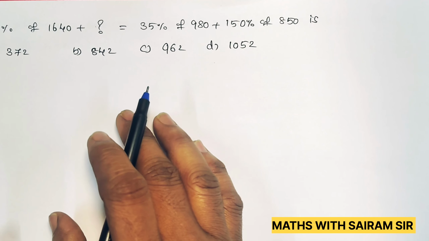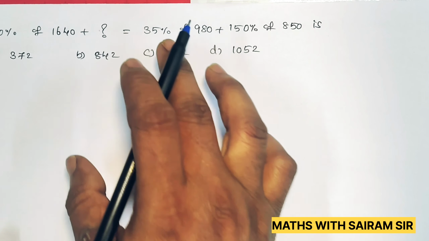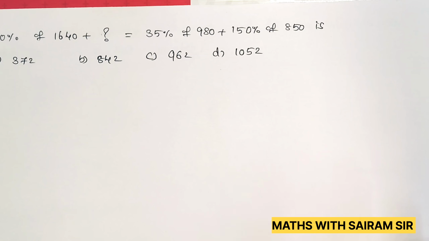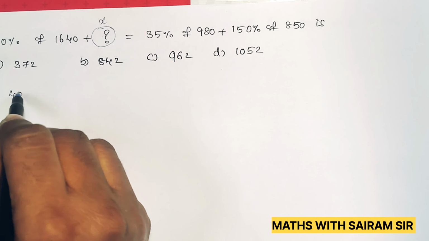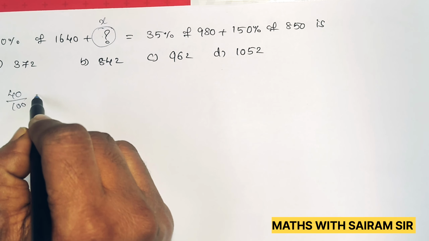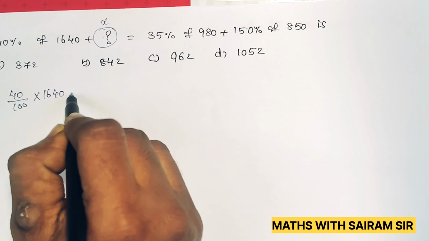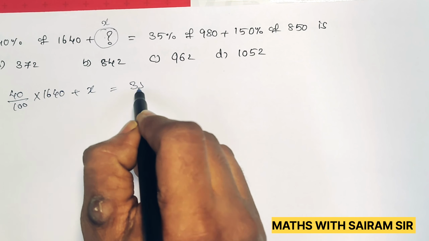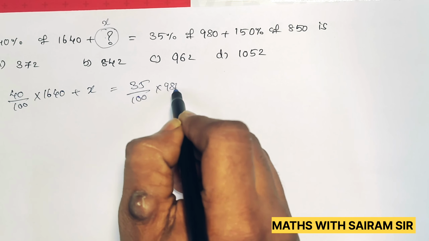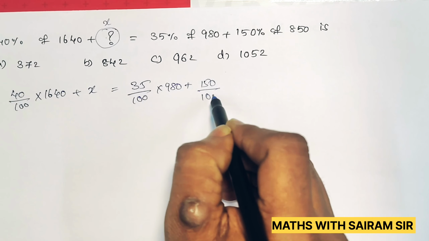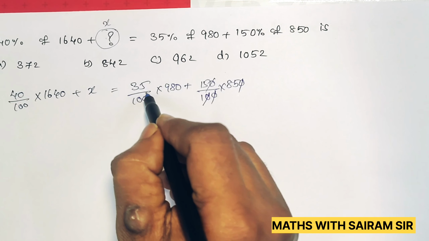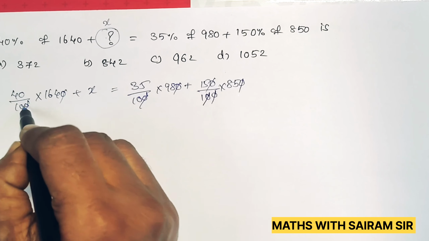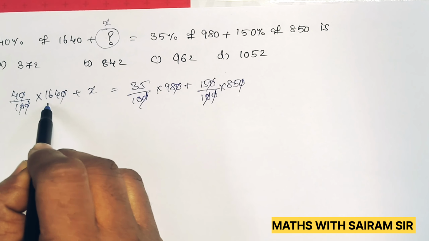40 percentage of 1640 plus something gives you 35 percentage of 980 plus 150 percentage of 850. So for this, what number we should add, we don't know. So let me suppose that as x. So 40 percentage means what? 40 for 100 into 1640 plus x, the required number as x, equals 35 for 100 into 980 plus 150 for 100 into 850. This 0, this 0 cancel. What is left over? 4 into 164.